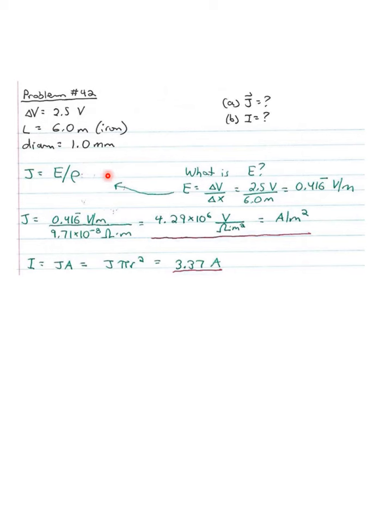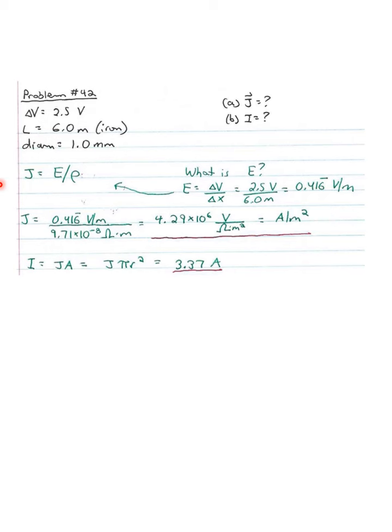For current density, we recognize current density is electric field divided by resistivity. But we want to know what is the electric field. Remember, electric field is electric potential difference between 2 points divided by the distance between those 2 points. So it's a 2.5 volt difference over a 6 meter length of wire, and that gives us an electric field of 0.416 repeating volts per meter.